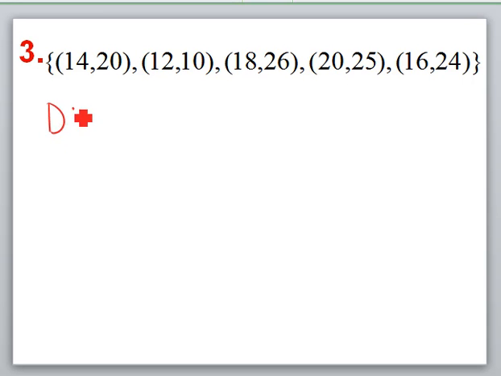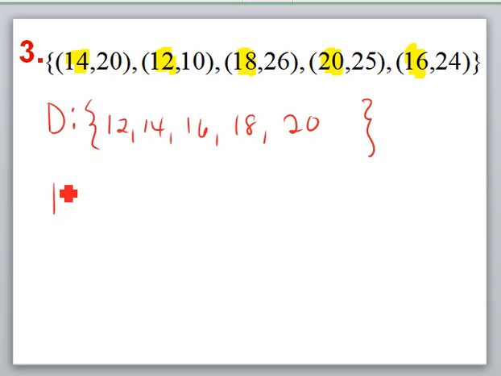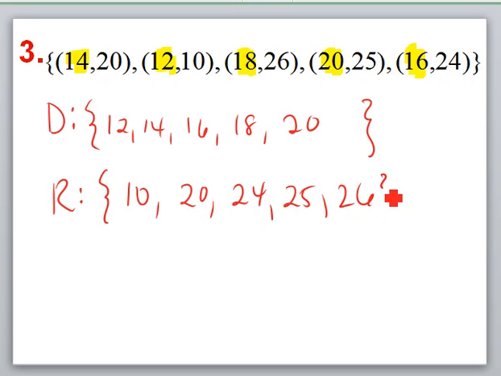Alright, back to this problem, the domain. Let's see what we have. I'll do those in yellow again. In order from least to greatest, it looks like we have 12, 14, 16, 18, and 20. The range, we have to be 10, 20, 24, 25, and 26. Again, in order from least to greatest.